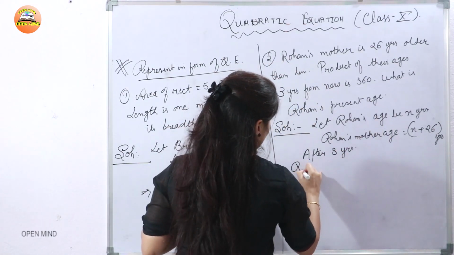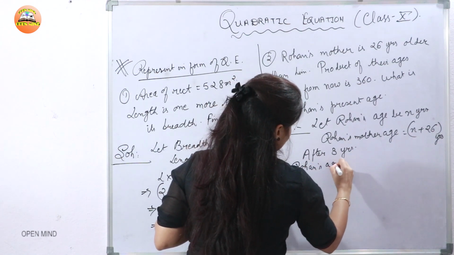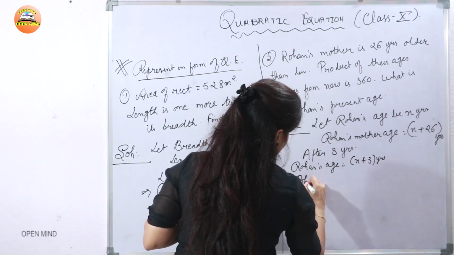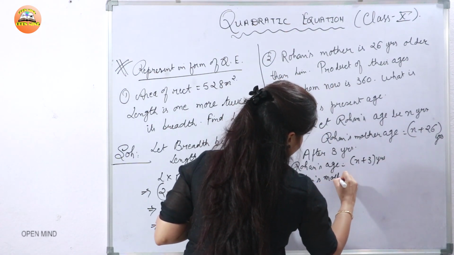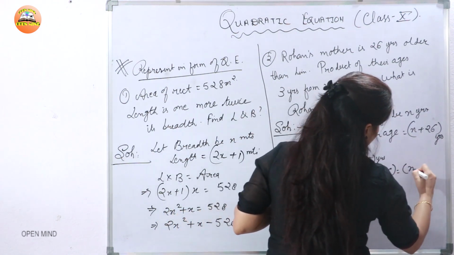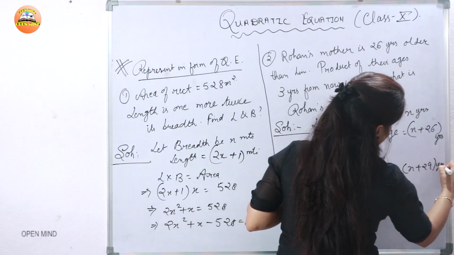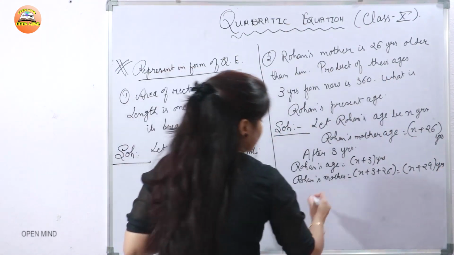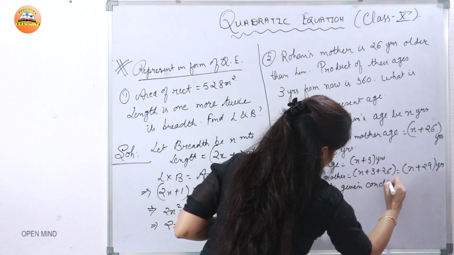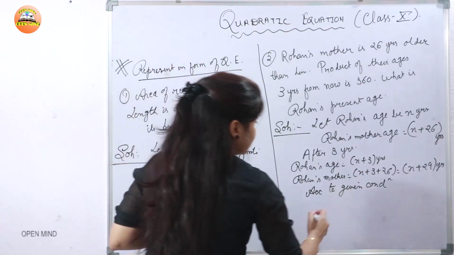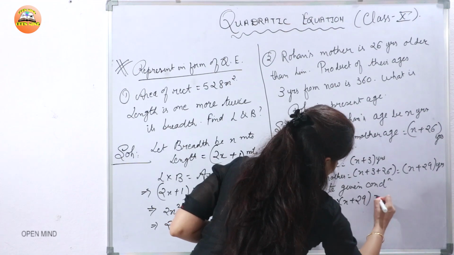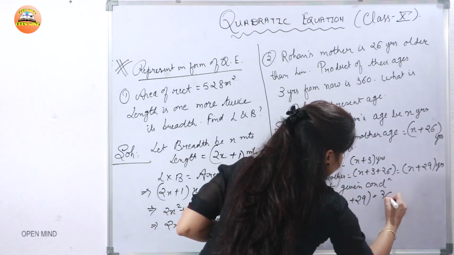After 3 years, what will be Rohan's age? Rohan's age will be x plus 3 years. And what will be Rohan's mother's age? x plus 3 plus 26, that is x plus 29 years, right? Now according to the given condition, the product of their ages, so you can write x plus 3 into x plus 29 is equal to 360.